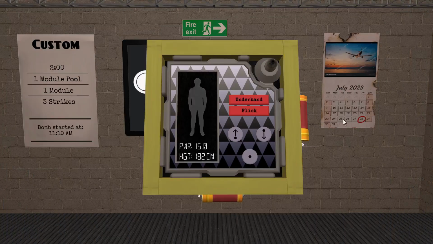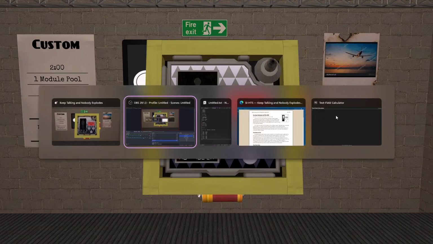Hey, this is Boulevard Broken, and today I'm going to teach you how to solve SI-HTS. What is this mod? It's weird, but let's go over it.